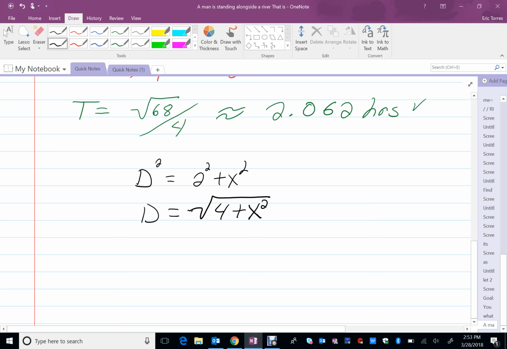Okay, so now we're going to make the fastest time that he can get across. So first we have the distance that he has to row the boat, which we just calculated, divided by the rate at which he can row the boat, which is 4 miles per hour, plus the distance he has to run, which is the rest of that distance, over how fast he can run.